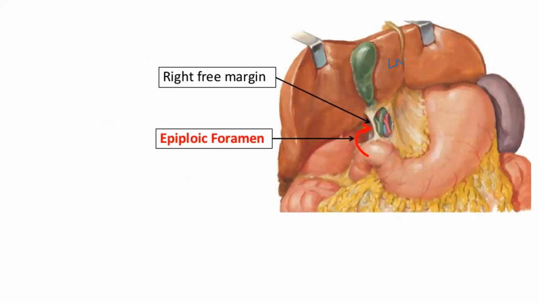This is the liver. What you see here is the stomach, the lesser curvature of the stomach, the greater curvature of the stomach. This is your lesser omentum attached to the lesser curvature. That's the greater omentum attached to the greater curvature of the stomach. Okay. In the right free margin of the lesser omentum, there are three important structures which you're supposed to identify in dissection.